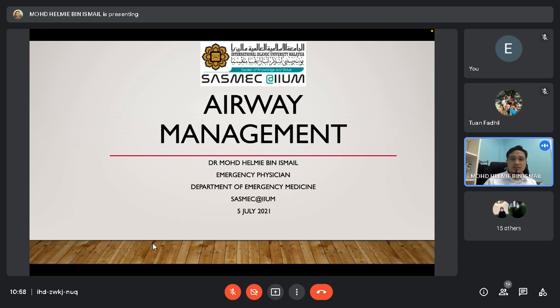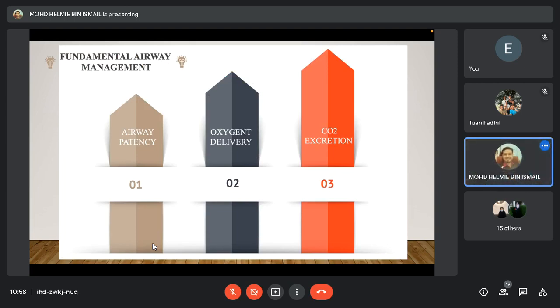So for the lecture on airway management, you need to manage the airway. Basically there's a fundamental airway management. When you manage the airway, you manage the breathing. You manage the airway and then simultaneously you manage the breathing. So the fundamental airway, what you need to achieve first is the airway patency. You need to make sure that the airway is patent.